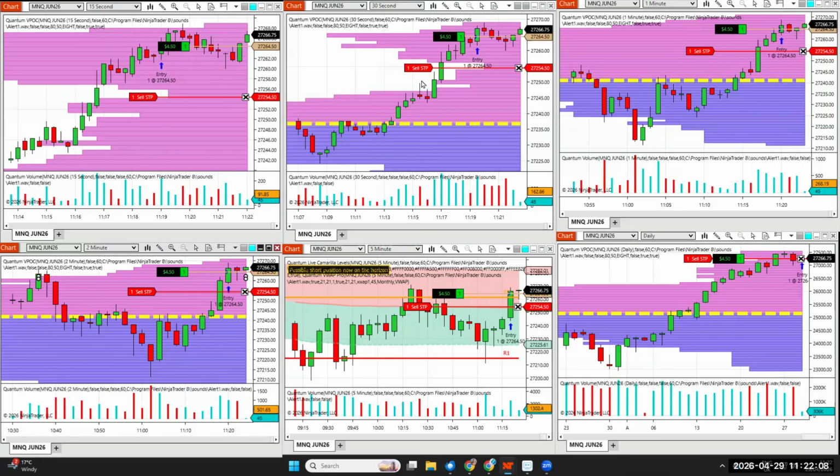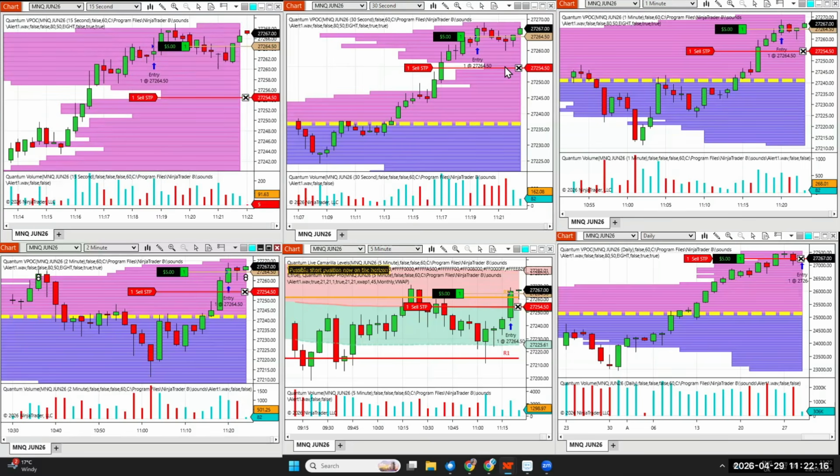So we've had a little bit of a pullback back down to where our entry point was at 264.50. We're now trying to push higher.